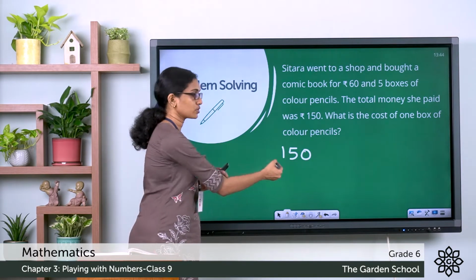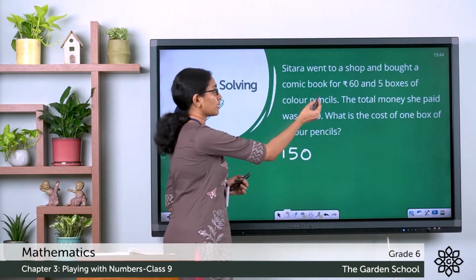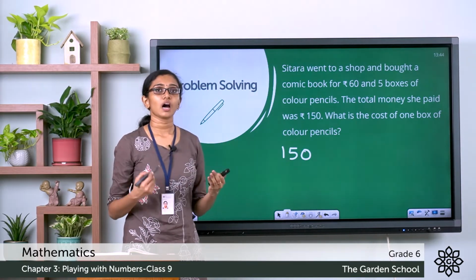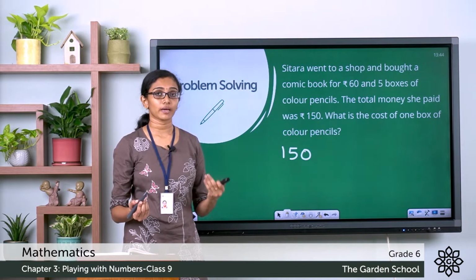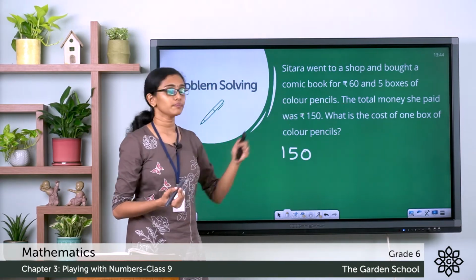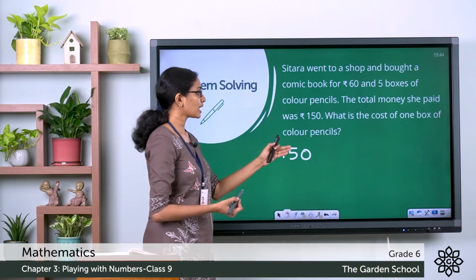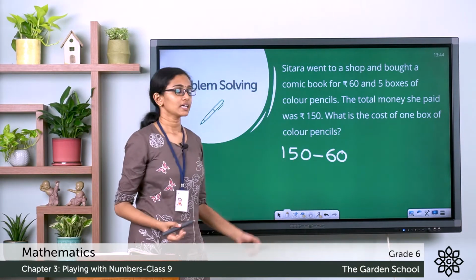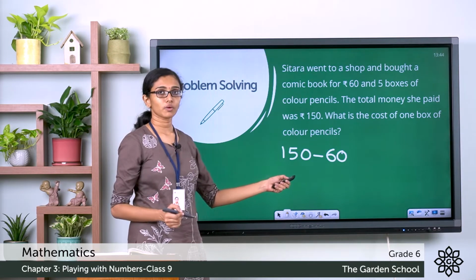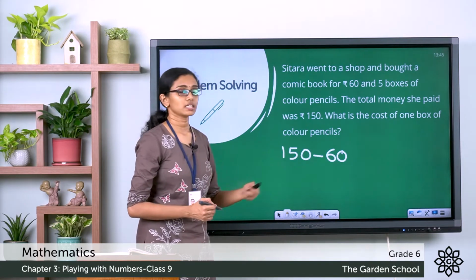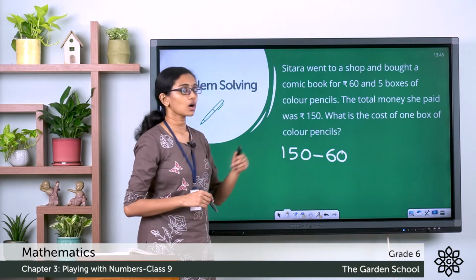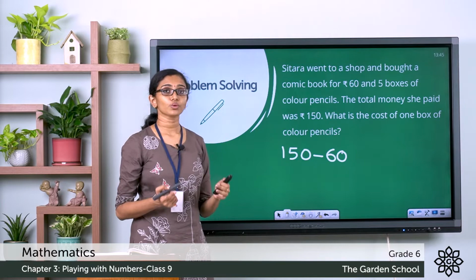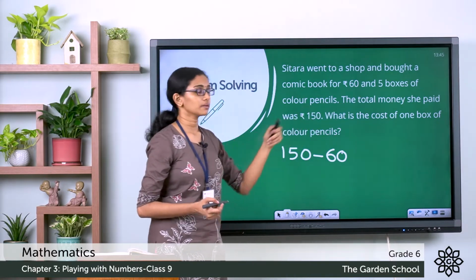We know the total amount she paid. We know the amount she paid for the comic book and 5 boxes of color pencil. How do you find out what is the amount she spent for 5 boxes of color pencils? That would be the total amount minus the amount she paid for the comic book, right? That is 150, the total amount she paid, minus 60, that is the cost of one comic book. Now the difference of these two amounts will give you the cost of 5 boxes of color pencils.